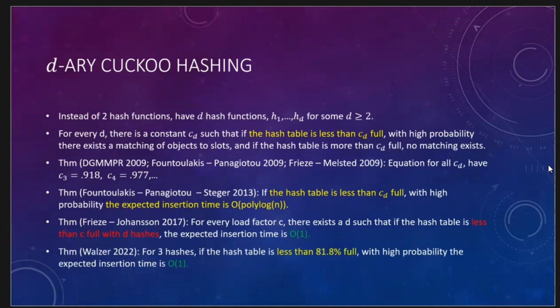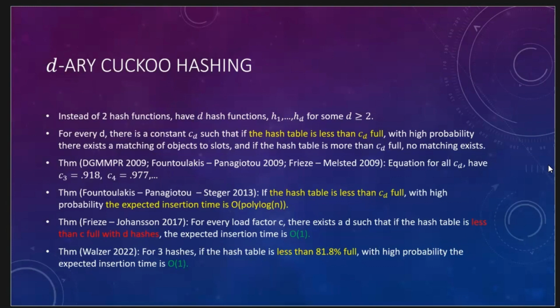Walzer got, at least for a small number of hashes, which is what we want in practice, an O of 1 insertion bound. It works up to 81.8% full for 3 hashes, where the optimal value is 91.8%. So up to 91.8% full, there's an assignment, but it might take polylogarithmic time to find it. Below 81.8% full, we can find it quickly, in O of 1.